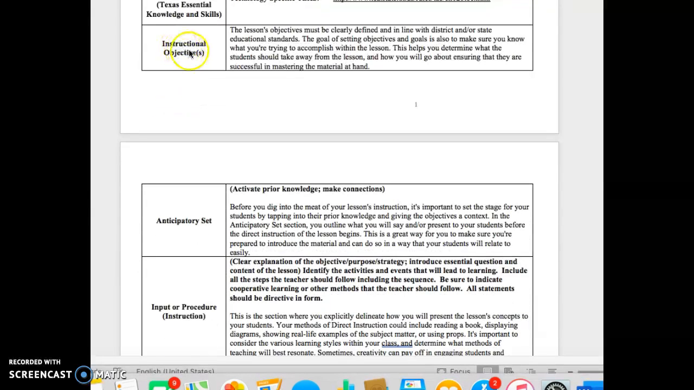Underneath, you're going to have instructional objective or objectives, and this is going to be the lesson's objectives where they must be clearly defined and in line with district and or state educational standards. The goal of setting objectives and goals is also to make sure that you know what you're trying to accomplish within the lesson. This helps you to determine what the students should take away from the lesson and how you will go about ensuring that they are successful in mastering the material at hand.